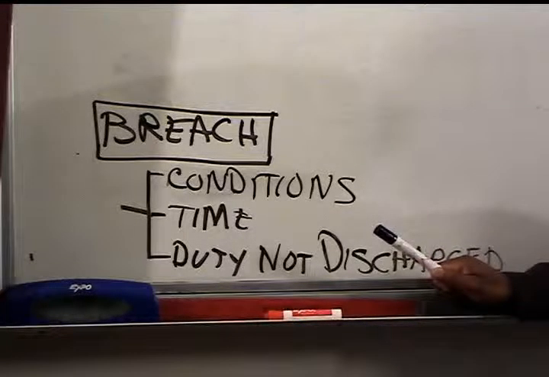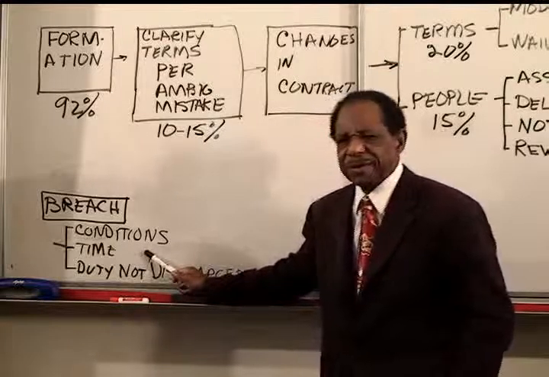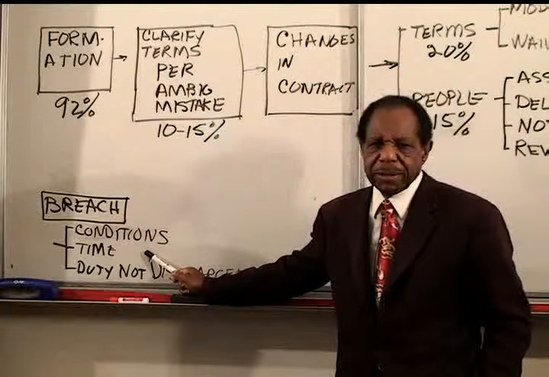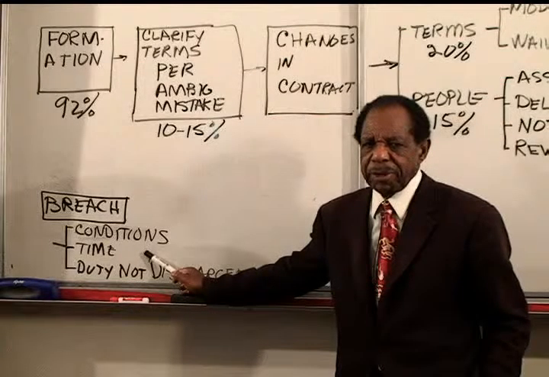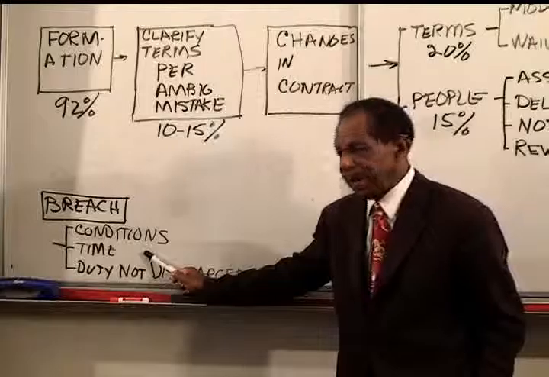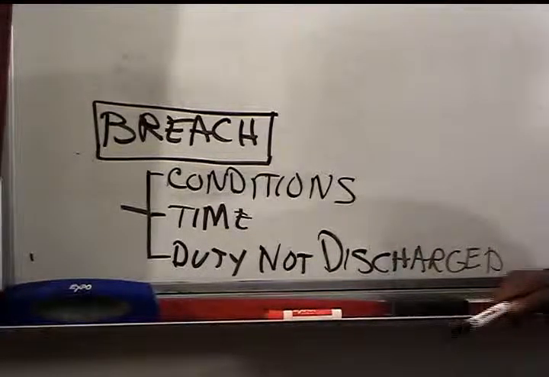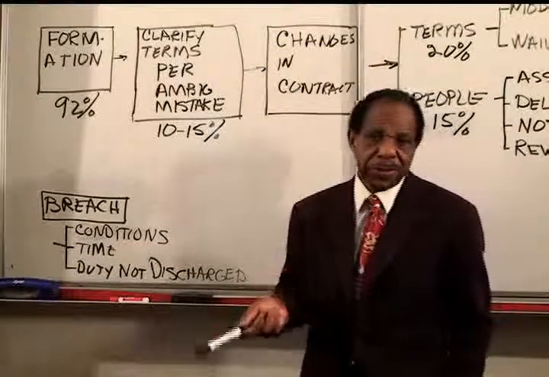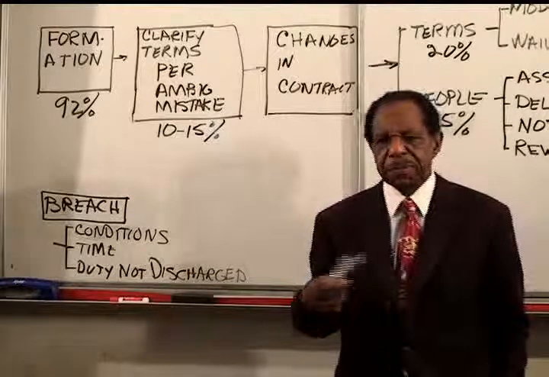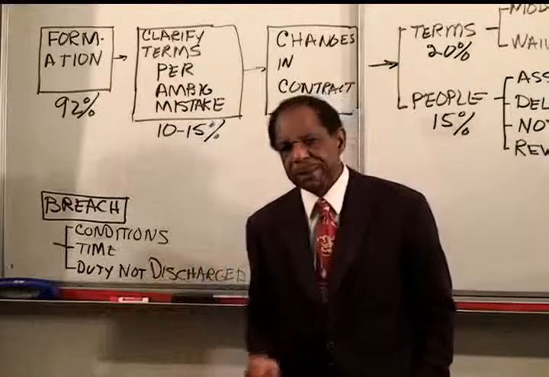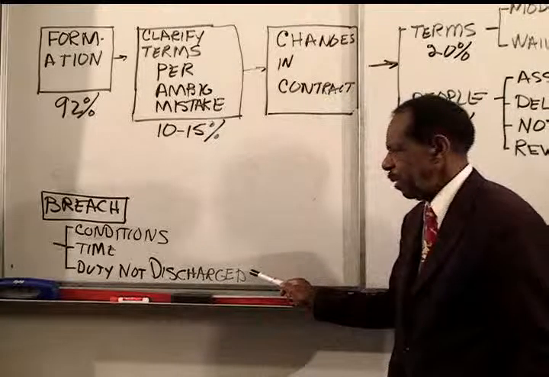The time for performance, if I'm supposed to paint your house by a certain date, obviously if that date hasn't come yet, then I'm not liable for suit yet unless there's anticipatory repudiation. We obviously will talk more about that. And finally, the duty is not discharged. My duty to paint your house might have been discharged because, for example, maybe I've already painted it. Or maybe my duty to paint your house was discharged because it burned down. It's impossible to paint it now. So there are a number of reasons that my duty might be discharged.